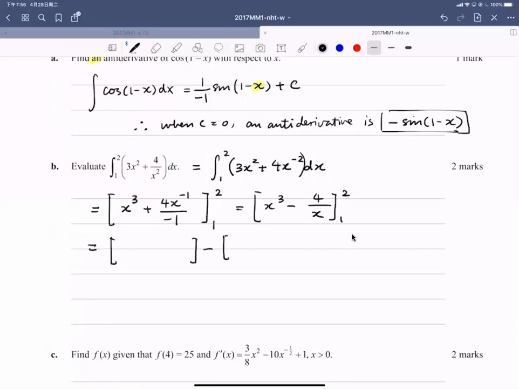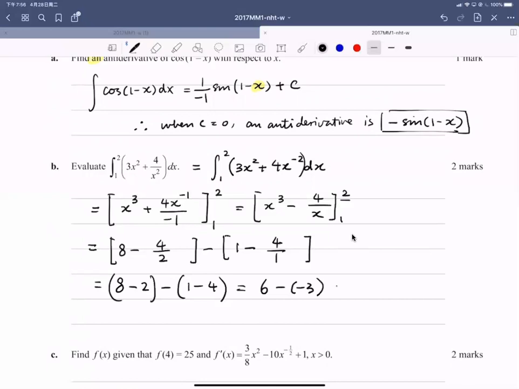And set the definite integral up like that. Two brackets with a minus in the middle. 8 minus 4 on 2, you substitute x equals 2. Then 1 minus 4 on 1. That's 6 minus 2 minus 1 minus 4. All right, that's 6 minus minus 3, which will be 9. Okay?